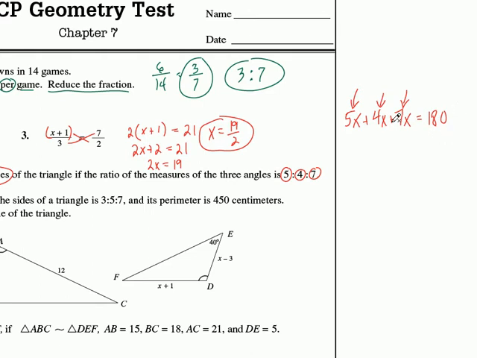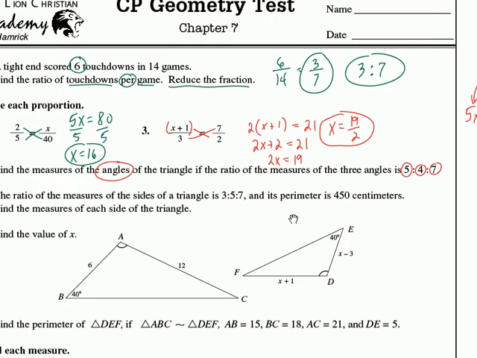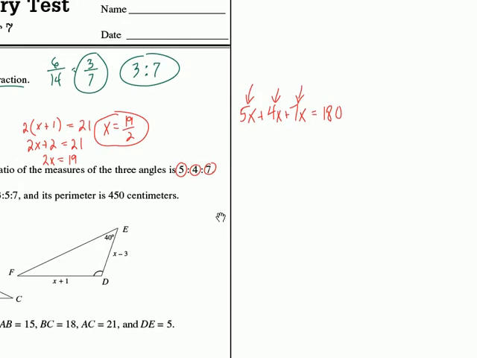Now, when you just solve for x, is that your answer? No, because it says find the measures of the angles. So we need to find the actual 3 angles. All right, so let's do this. 5 and 4 is 9, and 7 is what? 16. 16x equals 180.